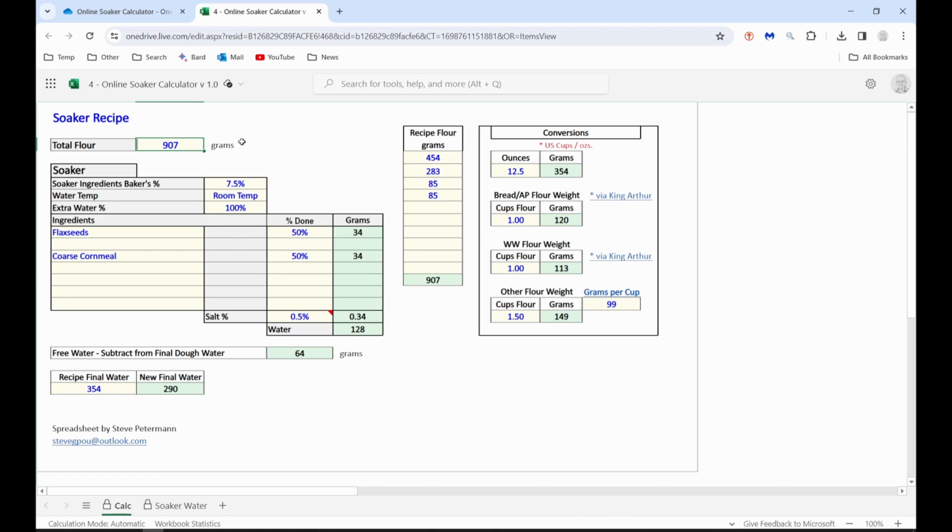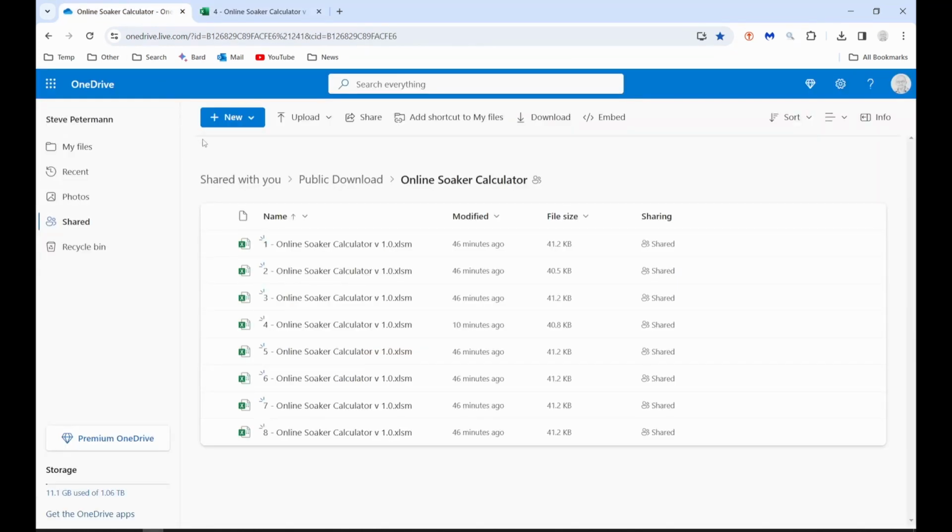So now let's cover how you can get access to these spreadsheets and use them. These are posted in a public folder on my OneDrive. And if you'll notice, I have 8 different spreadsheets in this folder, and the link to this folder will be in the FreshLoaf post and below in the description for the video.